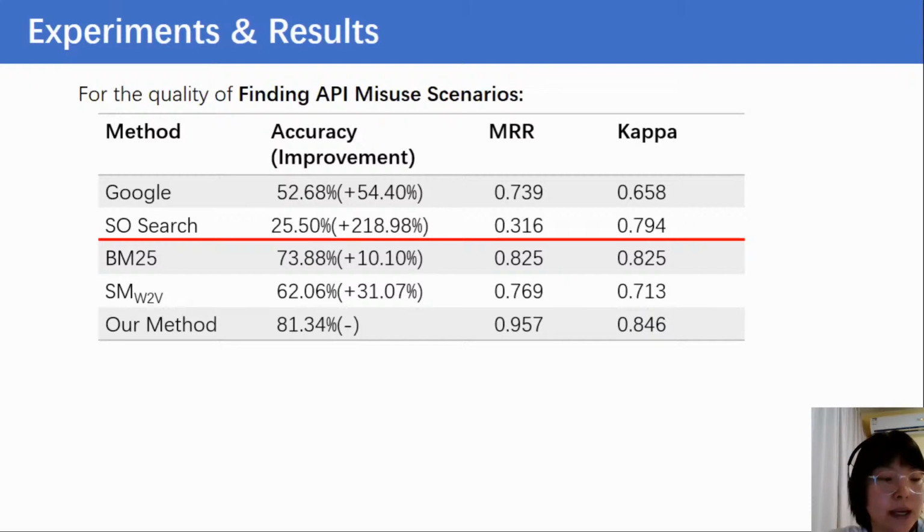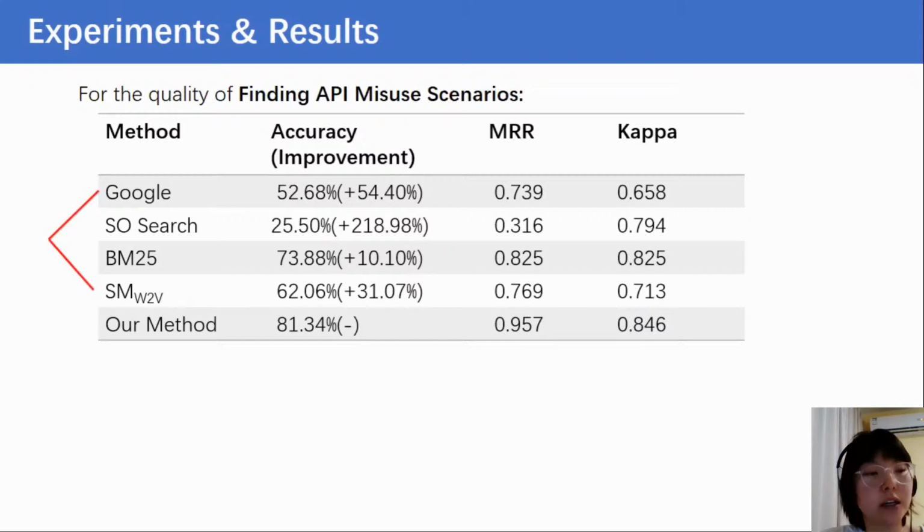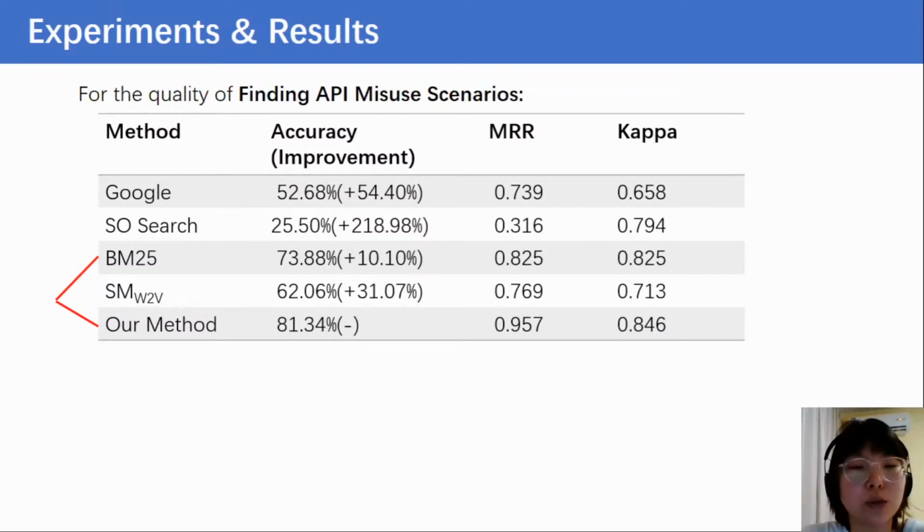It uses a very primitive keyword-based search. Google search and word embedding search have similar performance in ranking candidate API misuse scenarios, but word embedding has better accuracy because it has a stricter selection threshold. The high MR of the two baselines suggests that the first returned results are very likely to be relevant API misuse scenarios. In contrast, BM25 and our method perform much better. This suggests that the macro-level relevance ranking by BM25 is an efficient method for finding API misuse scenarios.